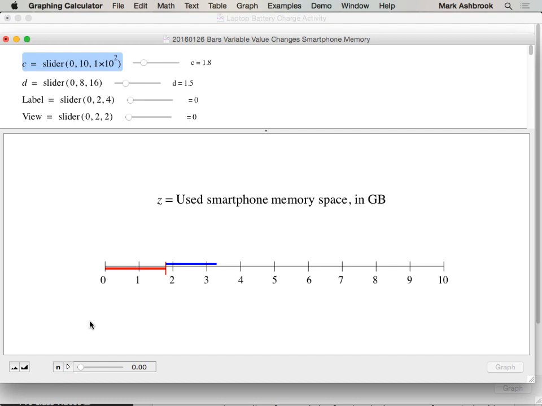Okay. Jessica, what did you guys think? So, she says the red bar is Z. Agree? Some nods. Yes, the red bar is Z. So that's showing how much used memory space. Okay. What about the blue bar? Yeah, what did you guys talk about?